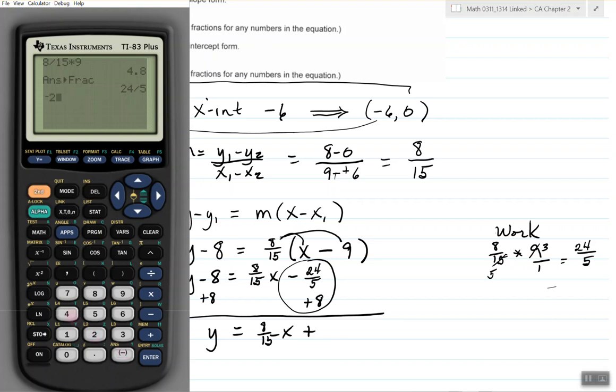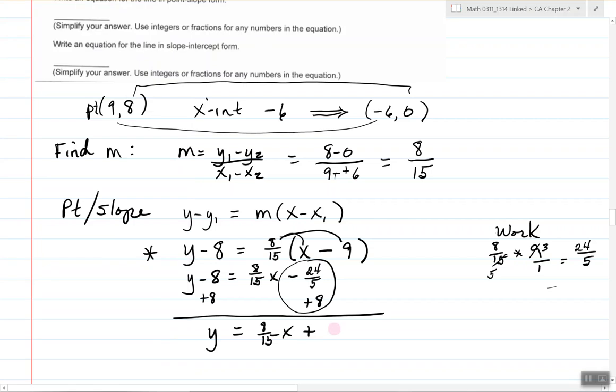Negative 24 divided by 5 plus 8. All right, math. And I get 16/15. All right, and that's the right answer. And you are more than welcome to do the calculations with your calculator. It's very strong in being able to do that. But if you copy it over wrong, you'll be wrong like I was.